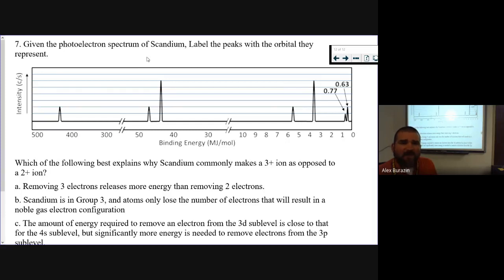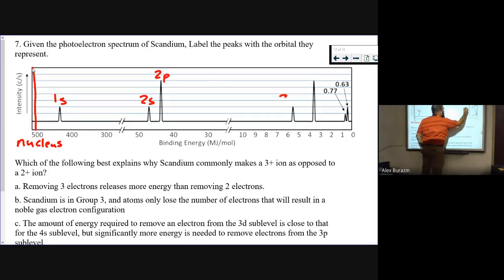We have a photoelectron spectrum of scandium. Label the peaks with the orbital they represent. So we can do that. I think we feel pretty confident, hopefully, on the order now. Again, nucleus is right here. That's a horrible line, but you get the idea. I'm going to claim the smartboard's not calibrated, but that's probably a lie. That's 1s, 2s, 2p, 3s, 3p, and now 4s, 3d.